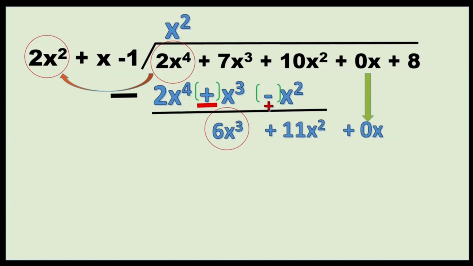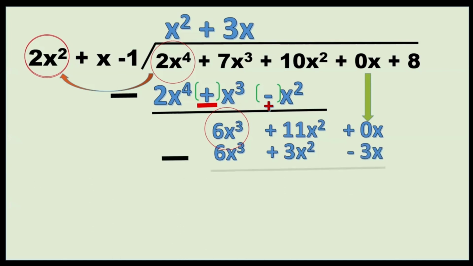Okay, next. Again, we focus on the first term. 6x cubed divided by 2x squared is positive 3x. Again, 6 divided by 2 is 3. Then x cubed divided by x squared is x, because 3 minus 2 is 1. If we subtract the exponent, it will be 1. Next, the step is to multiply the quotient to the divisor. So 3x times 2x squared is 6x cubed. Then 3x times x is 3x squared. Then 3x times negative 1 is negative 3x.